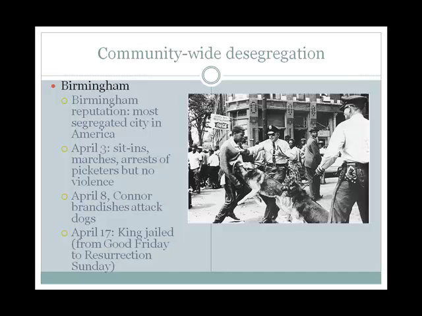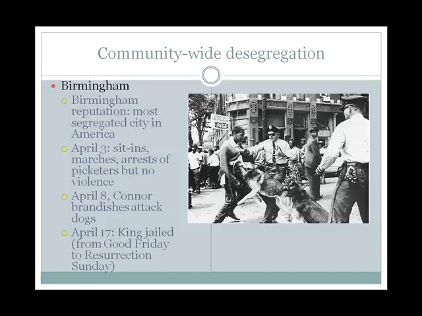In 1963, civil rights activists attempted community-wide desegregation again in Birmingham, Alabama. Birmingham had a reputation of being the most segregated city in America. On April the 3rd, civil rights demonstrators launched sit-ins and marches, and they were arrested, but there was no violence.